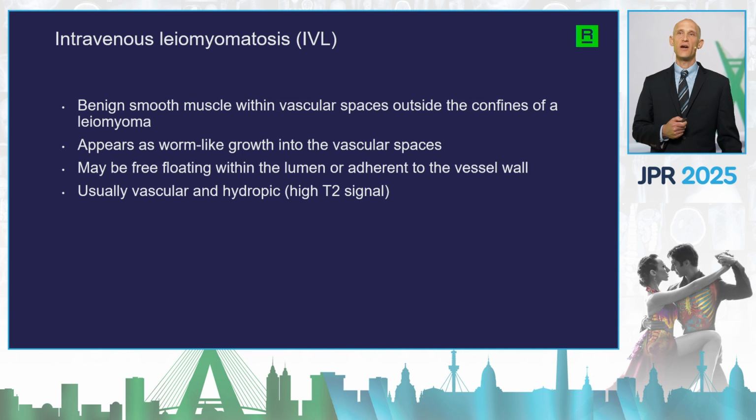Okay, our next variant of leiomyoma is our intravenous leiomyomatosis. This is when we have benign smooth muscle within the vascular spaces outside the confines of a leiomyoma. Oftentimes, the tumor will appear like worm-like growth within the vascular spaces. The tumor may be free-floating within the vessel lumen or adhered to the vessel wall, and they're usually vascular, meaning they enhance, and hydropic, meaning they are high in T2 signal intensity.